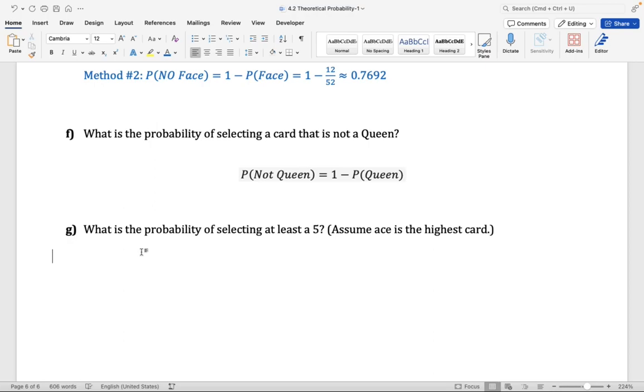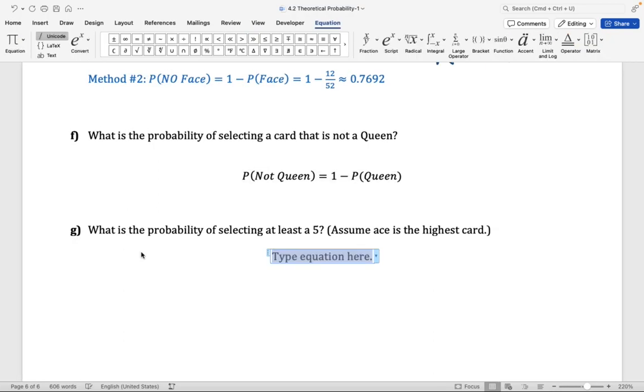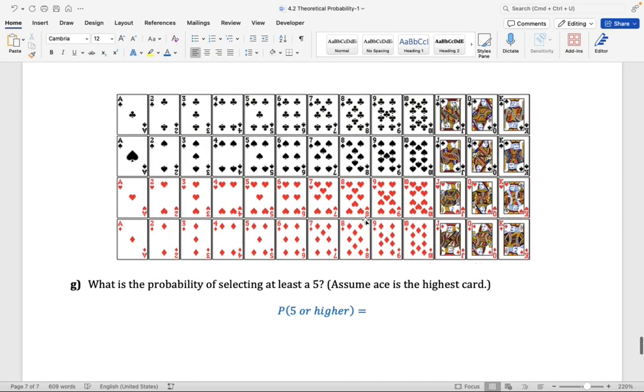So when it says at least 5, that means 5 or more. Here I'm going to write 5 or higher. That is what we're wanting. Here I copy the deck of cards above so we can see them. If I want to calculate the probability of 5 or higher, I can go and count the number of cards that have a 5 or a higher number divided by the total number of outcomes, which is 52. So that is one way you can do it.